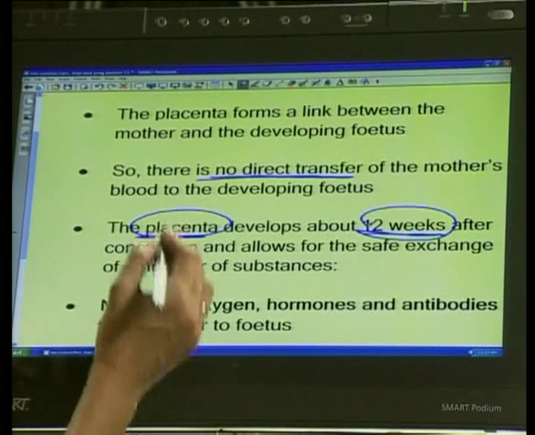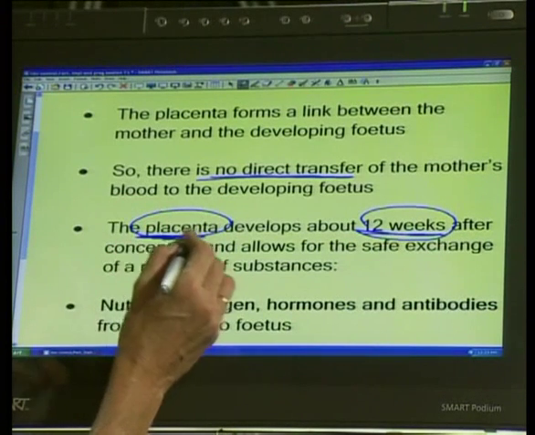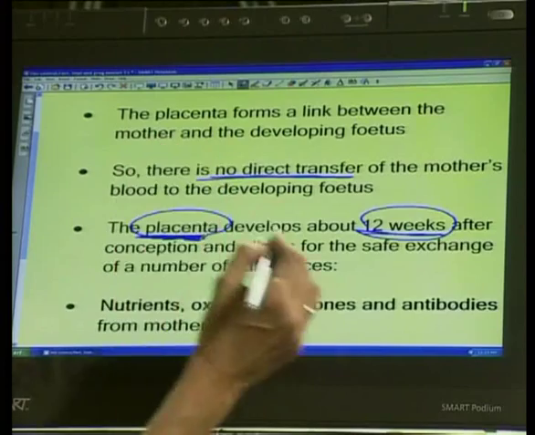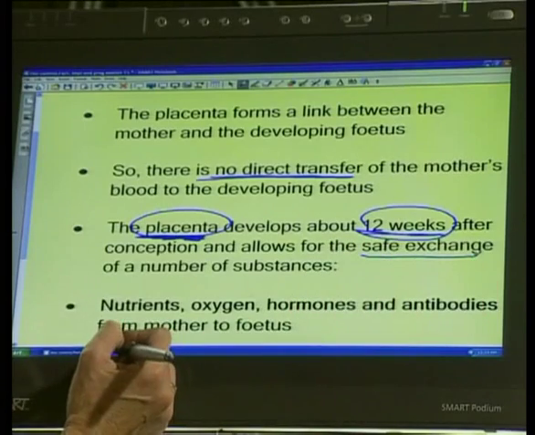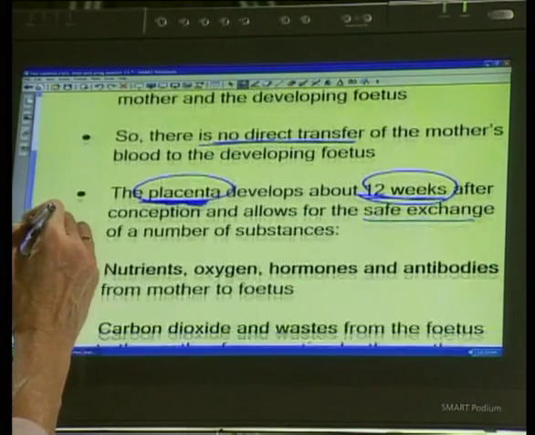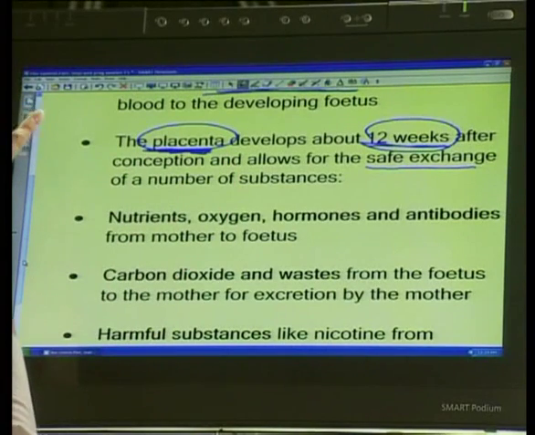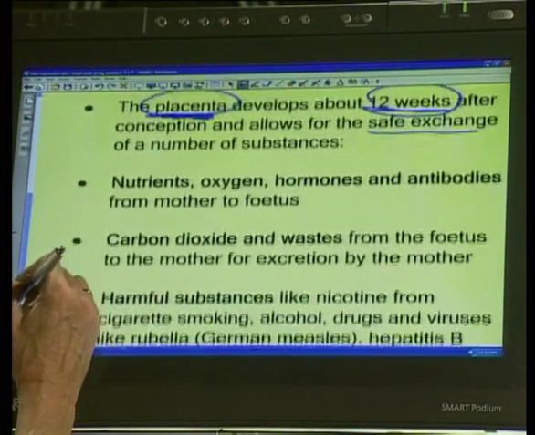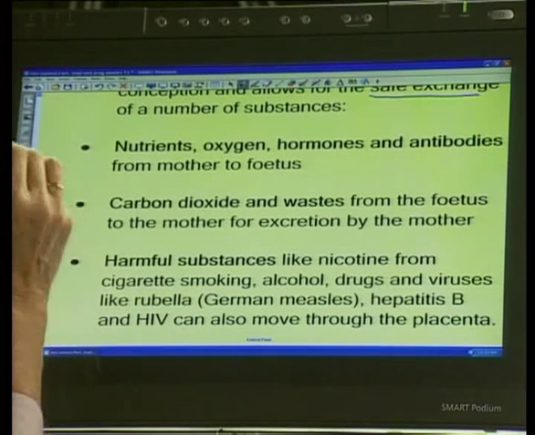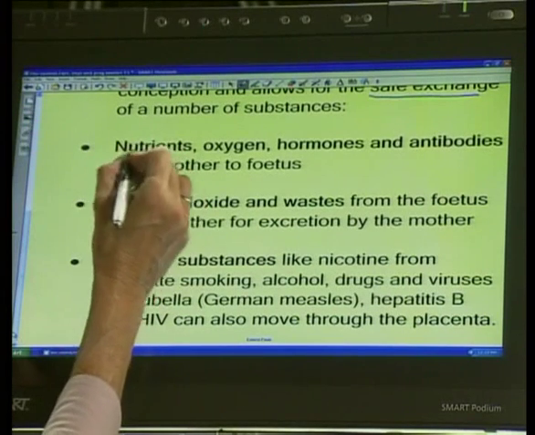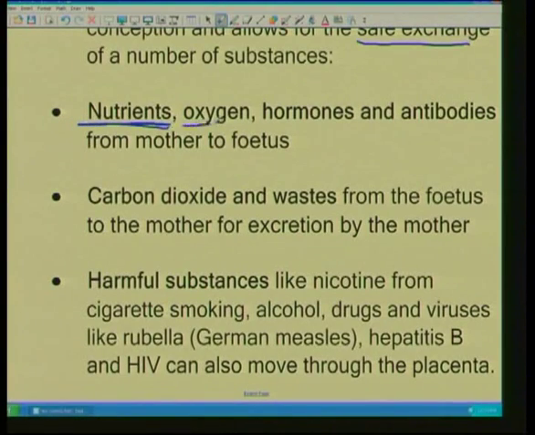After conception, why? Because only once that placenta is in place does it allow for safe exchange of a number of substances. Now, people, we have to look at these substances. Because remember, before this, it's just the chorionic villi that are doing their job. Okay, what passes through that placenta? The nutrients, oxygen, hormones, and antibodies. And they're all going from the mother to her baby.